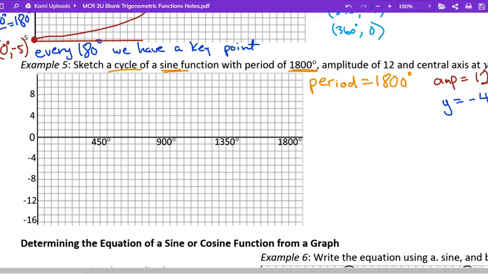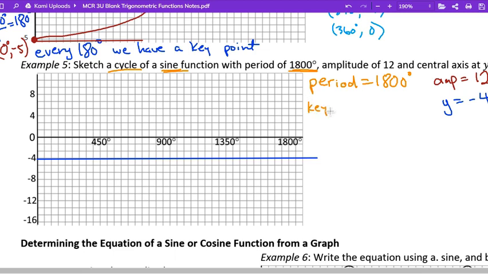What's the first thing I can draw on the graph? The central axis. So I chose blue because then I'm going to make it blue. I know that the function will oscillate. It's going to go above, touch, below, touch, above, touch. Now, I know it's going to go up until 1,800. And because there are 5 key points, watch this.